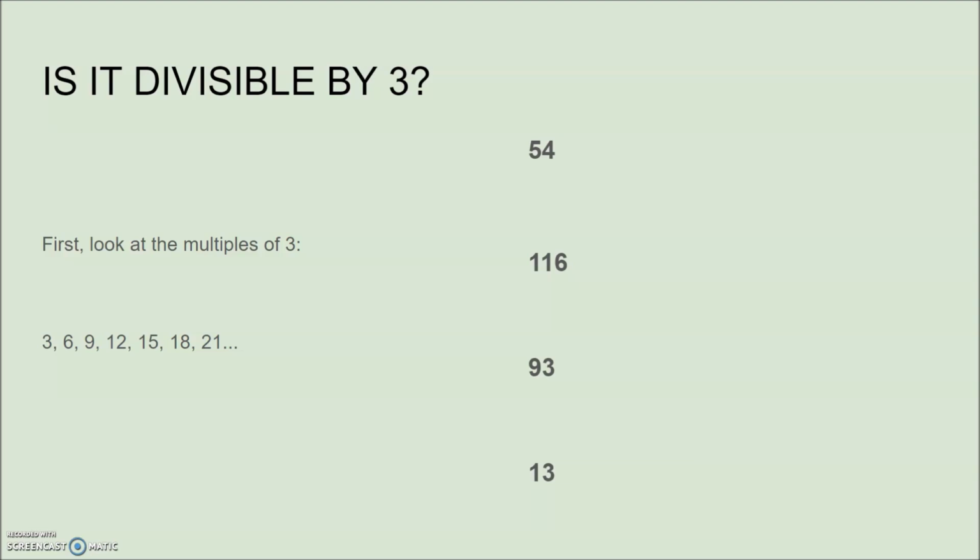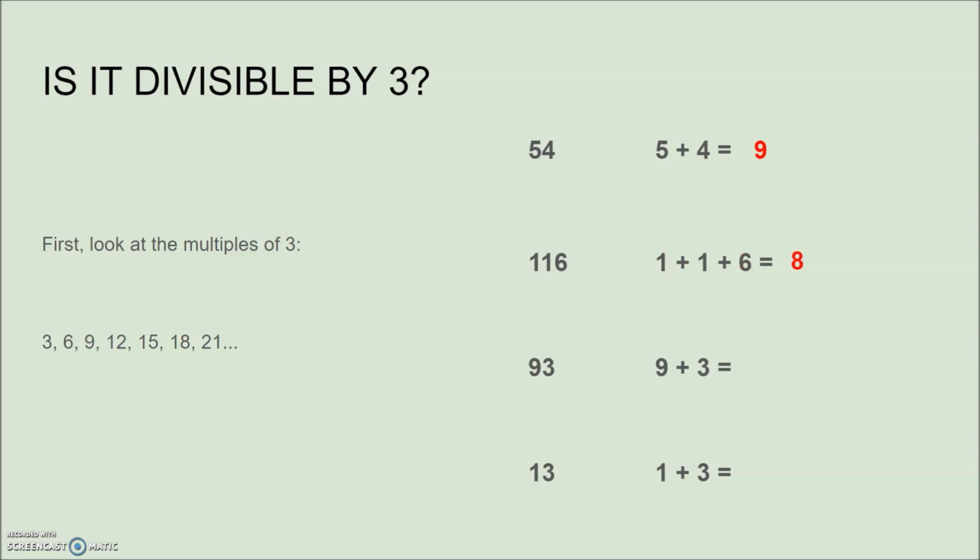So I listed a set of 4 numbers: 54, 116, 93, and 13. Now let's find the sum of these numbers. So this is what it means. Check out 54 up top. All I'm going to do is separate the 54. So I'm going to add 5 plus 4. Now what's 5 plus 4? It's a 9. Is 9 a multiple of 3? It sure is. So 9 is a multiple of 3, which means that 54 is divisible by 3. That means you can divide 54 by 3 and there will be no leftovers.